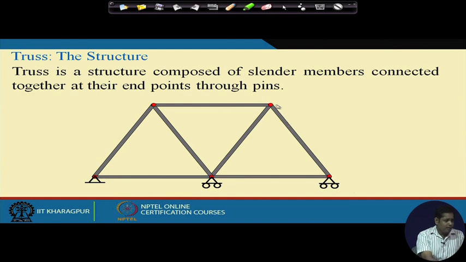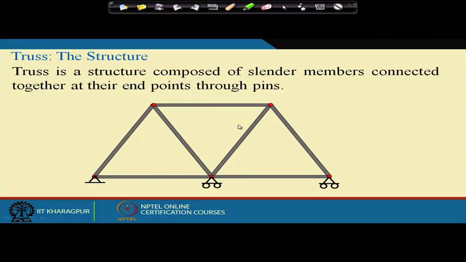Now, in this case, we have three major structural components. One is the member itself, which forms the body of the truss, and their connection through pins, and the supports. Now, for better understanding of the structural arrangement, let me take you to our model lab, where I will show you one prototype of truss, so that you can understand these members and their connection in a better way.